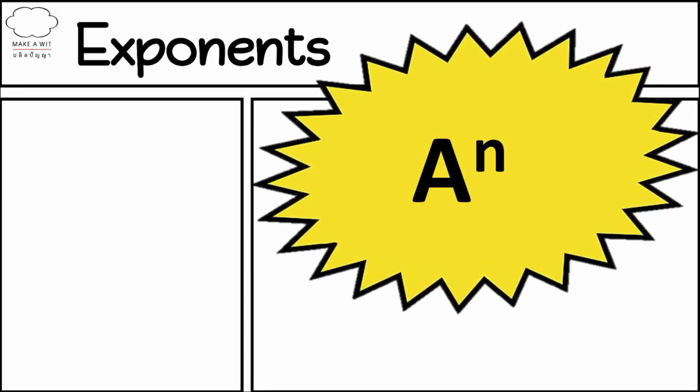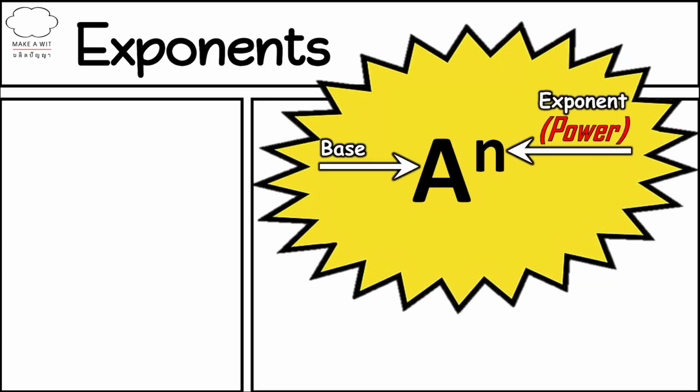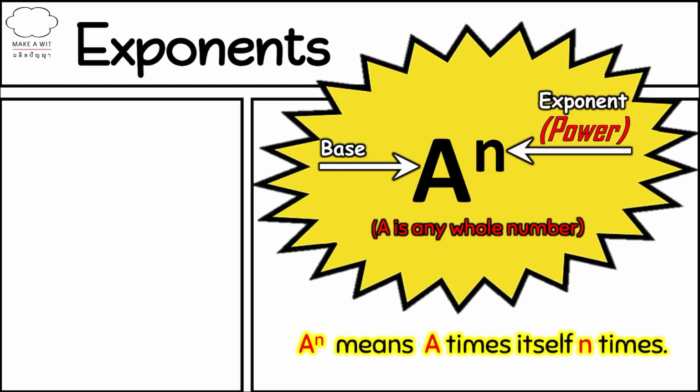Now, let's see. Review from last clip. Exponents is in the form of the base number and exponent number or power. How can you call it? It's called a to the power of n. a is any whole number, and that means a times itself n times. Yes, a to the power of n means a times itself n times.